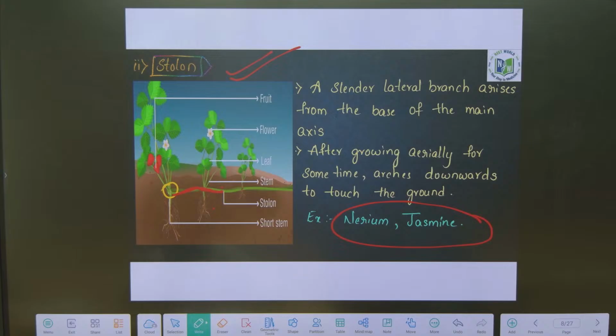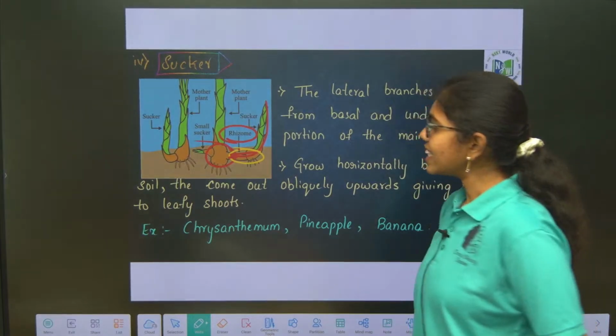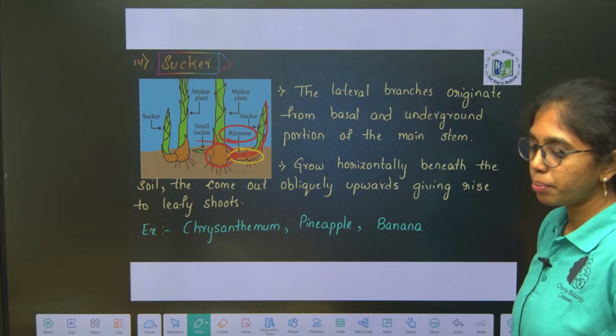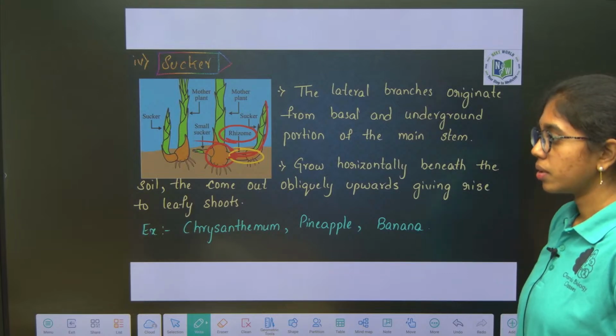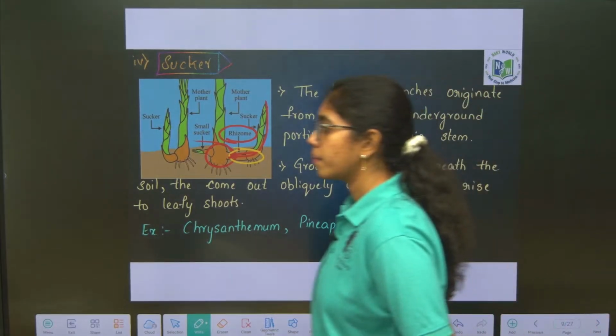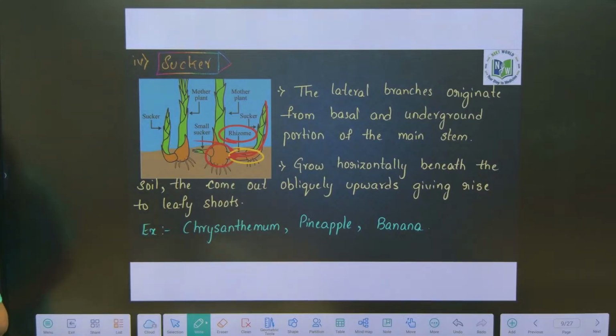Done? Yeah. Next is what? Sucker. Just take down that slightest difference between stolon and sucker. Examples are important at any cost. Yes, Abdul, you have to take down all the points, ma. If at all you have missed any slide, you just drop a message. I will go back to that slide.